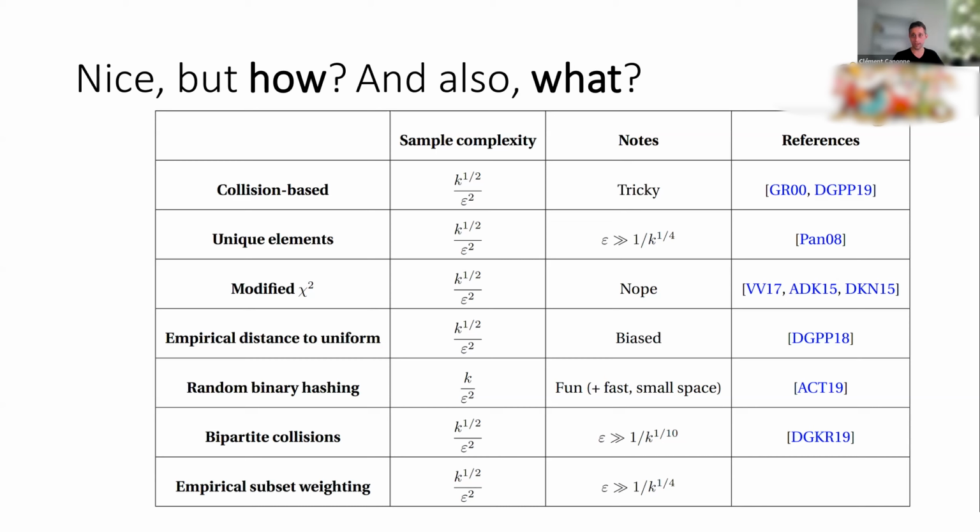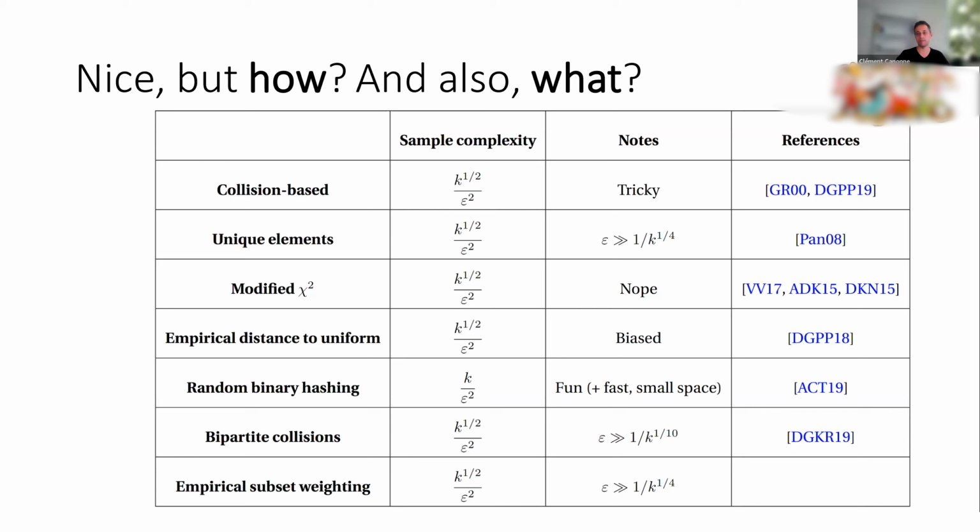The other one is unique elements. It's exactly the opposite. The uniform distribution is the one for which I will see a lot of unique elements. At some point I will see collisions, but before that I will only see elements once. Every time I take a new sample, it's probably going to be a new element of the domain that I discover.